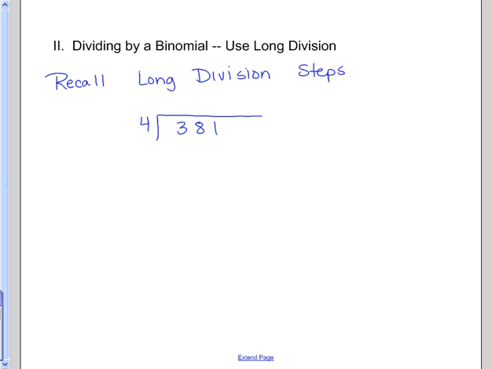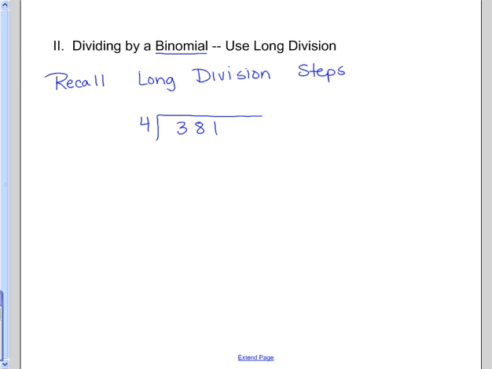The second part of section 3.7 is on dividing by a binomial. Remember that a binomial is a polynomial that has two terms. To do this division, we're going to use long division. So first I wanted you to review and recall the steps for long division if you're just dividing numbers.